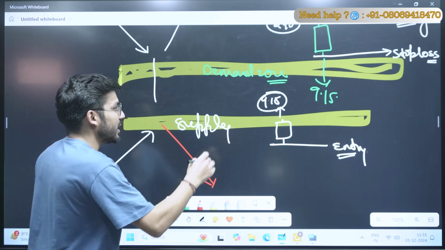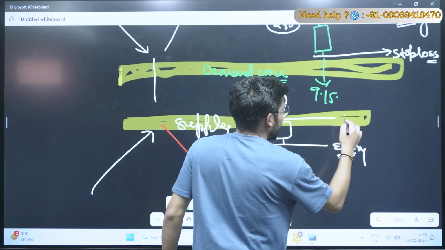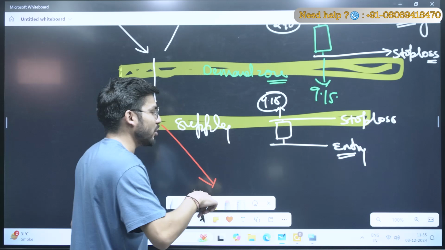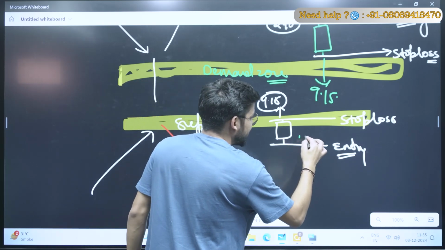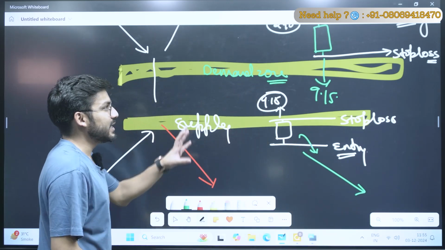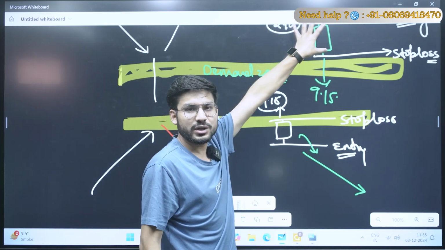Let's go ahead. The high of this candle will be my stop loss. Then at any point of time when the market breaks this level, this entry point, I will trade in the bearish direction, and vice versa when the candle forms on the demand zone.